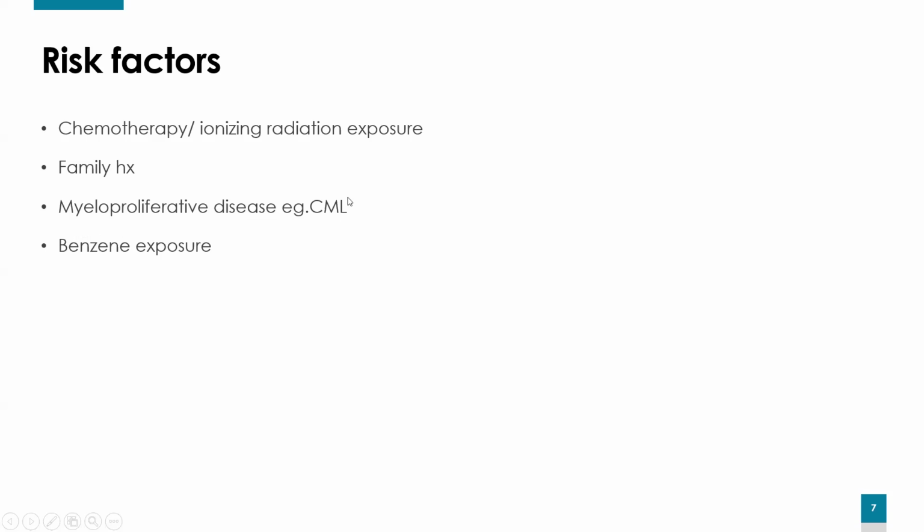I told you a few minutes ago, CML is a risk factor for AML because it's in the third phase. There's a chronic phase, there's an accelerated phase, and there's a blast phase. In the blast phase, it presents as an acute leukemia, as an AML in fact. It's not AML, it just presents as an AML. It's a risk factor, yeah?